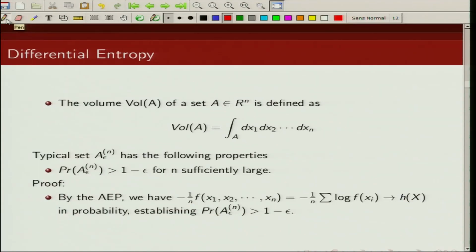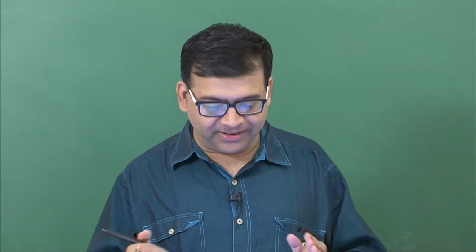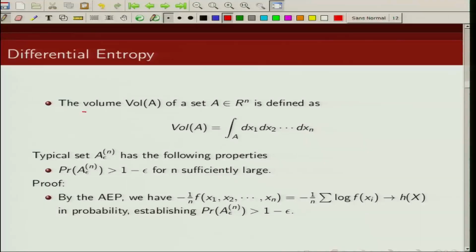Now in the case of a discrete random variable, we asked how many such typical sequences there are. The analogous thing for a continuous random variable is what we call the volume of a typical set. The volume of a set is defined like this. So analogous to the number of typical sequences, here we have the volume of the typical set.